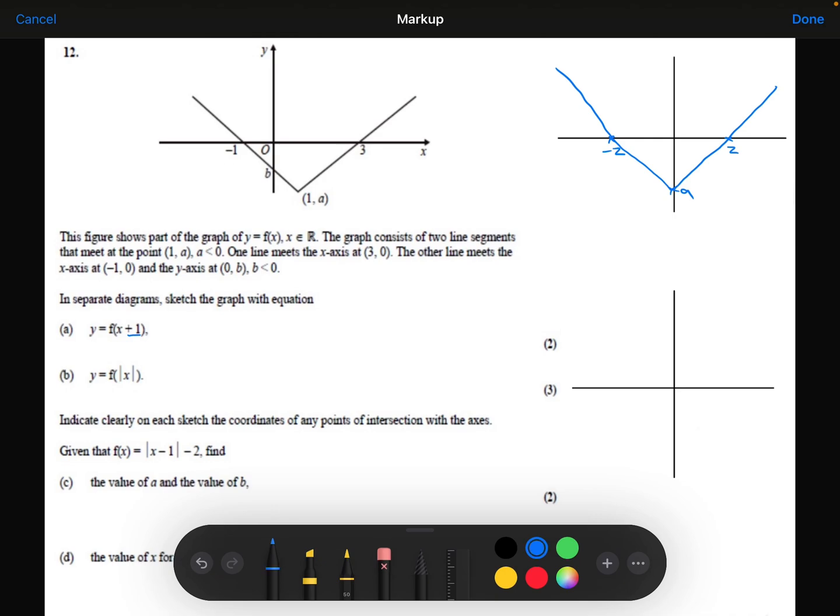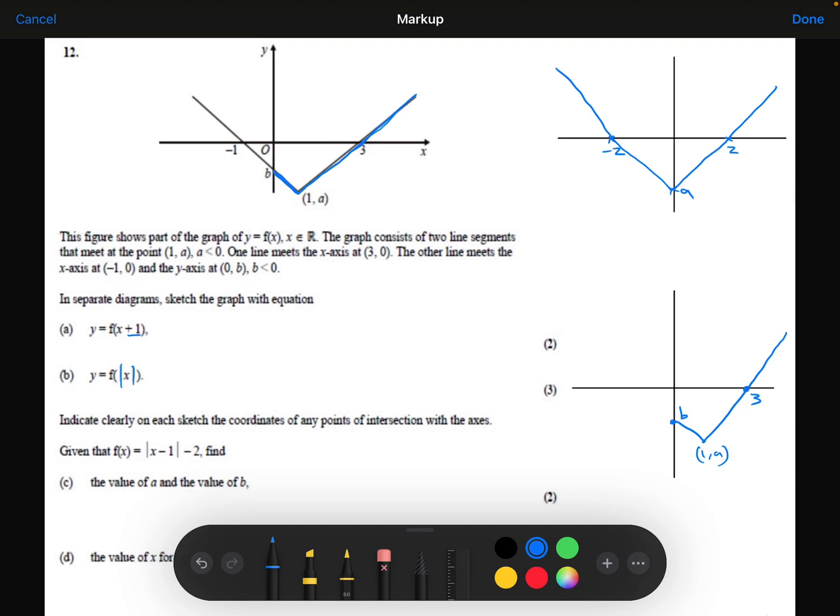Part B, f of the modulus of x. The modulus is on the inside of the function. It affects the x coordinates only. So where x is positive, the modulus has no effect at all. So this part of the graph is going to be exactly the same. So that's going to stay exactly the same. It's going to go to the point (1, a). It's going to cut through at 3 here, and this is going to be the point b.